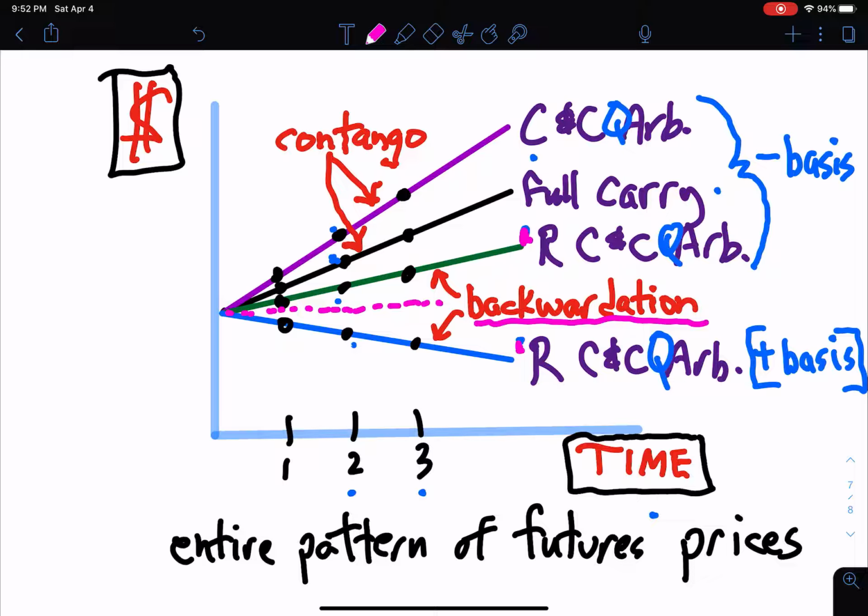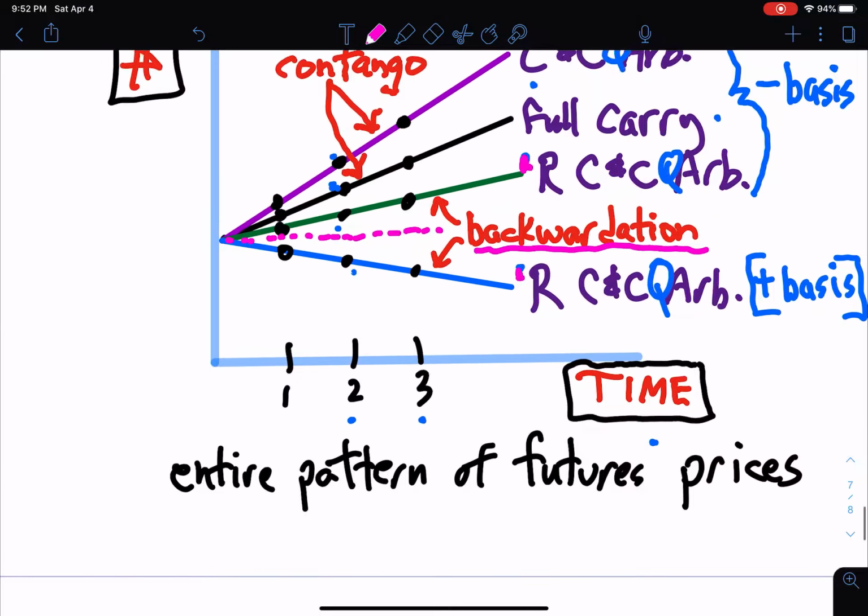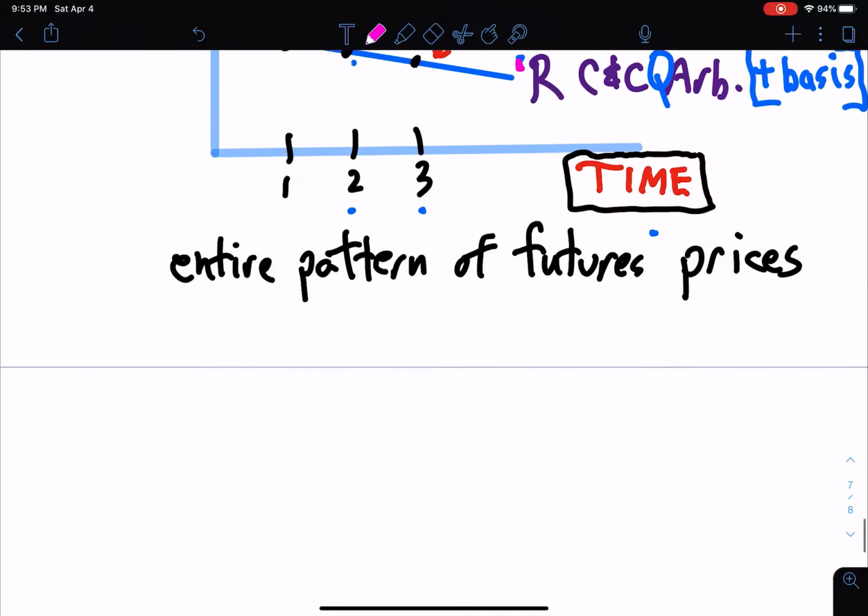And if the pattern doesn't satisfy full carry, how could we describe it? And so that's a very important graph. So please pay some attention to that.